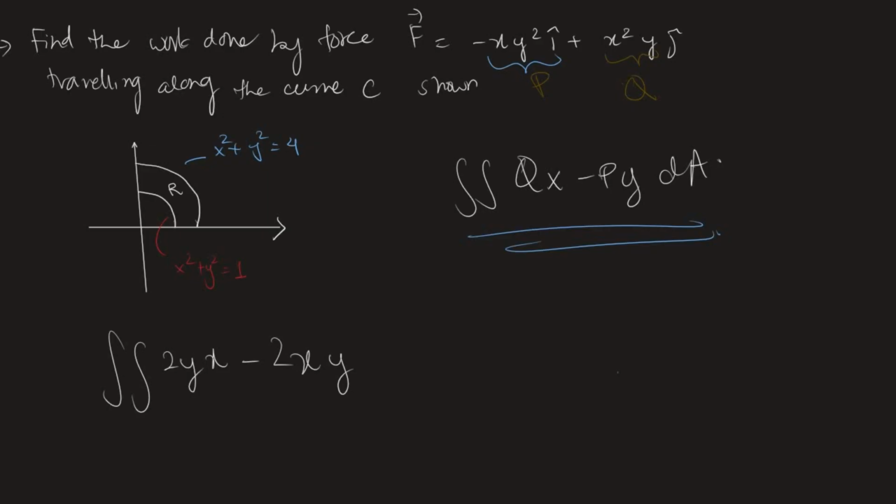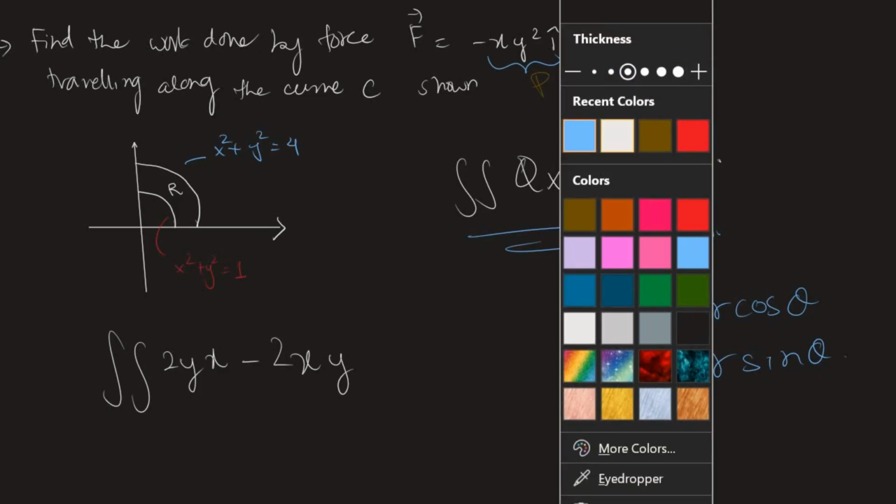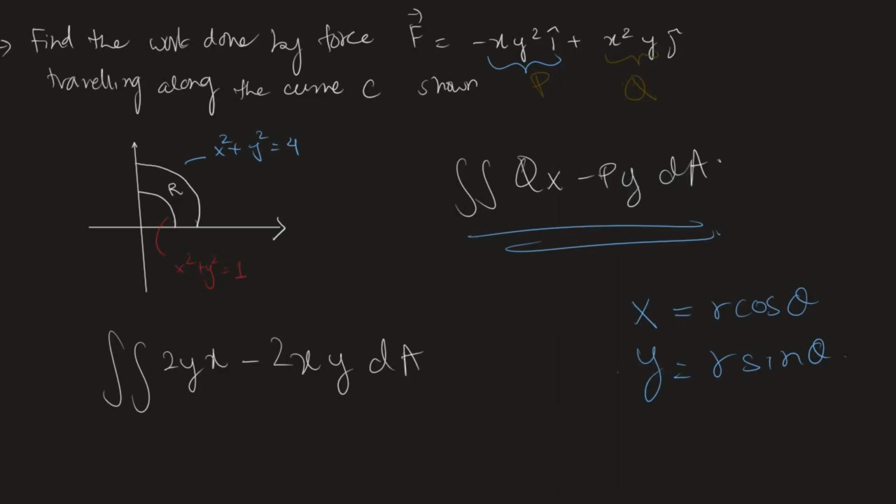So for polar coordinates, remember, every time we have x, we replace it by r cosine theta. And every time we see a y, we replace it by r sine theta. And the dA that I had over here, why did I remove it? Okay, so yeah, dA.